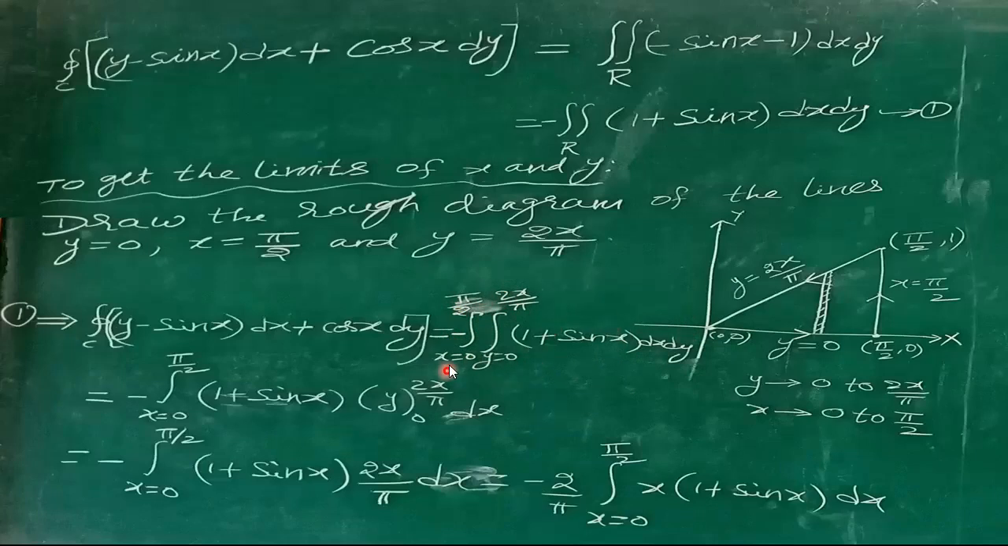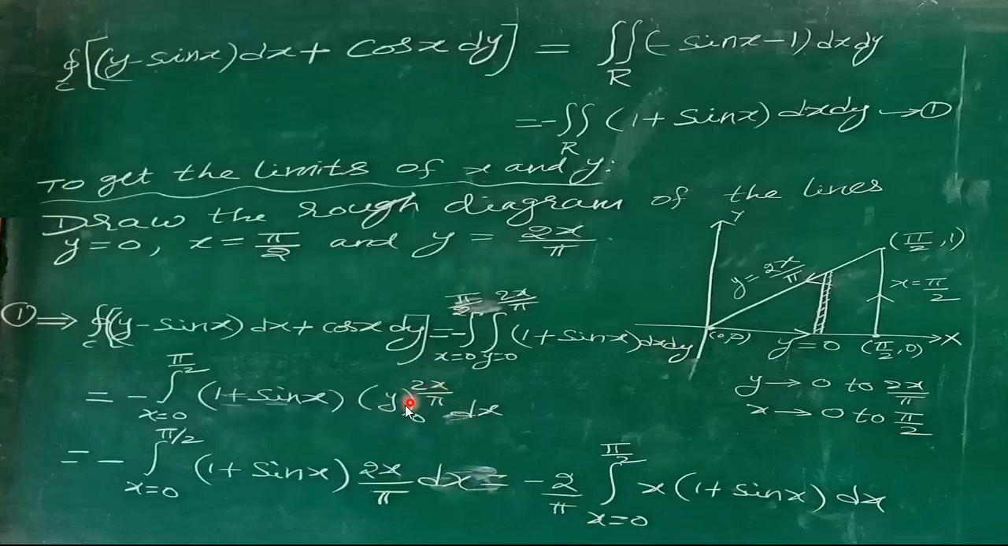How can you evaluate? Here x limits are constant, y limits are a function of x. So first we have to integrate with respect to y. While integrating with respect to y, x will be treated as a constant. So here 1 plus sin x is a constant. With respect to y, 1 into dy means y. So y, what are the limits? 0 to 2 by pi x, into dx.